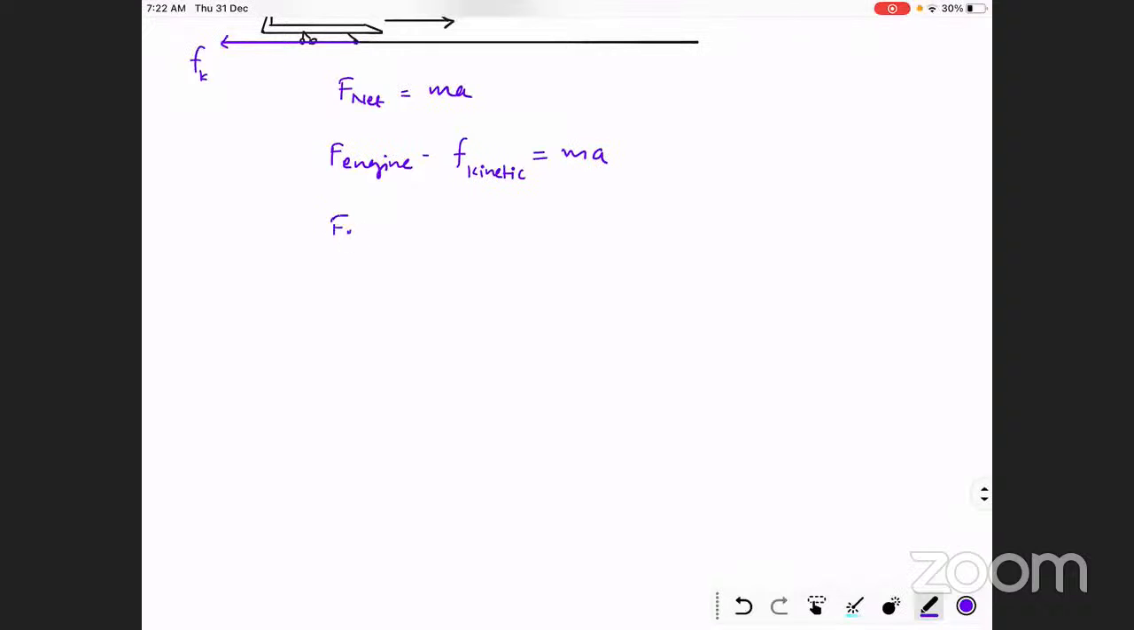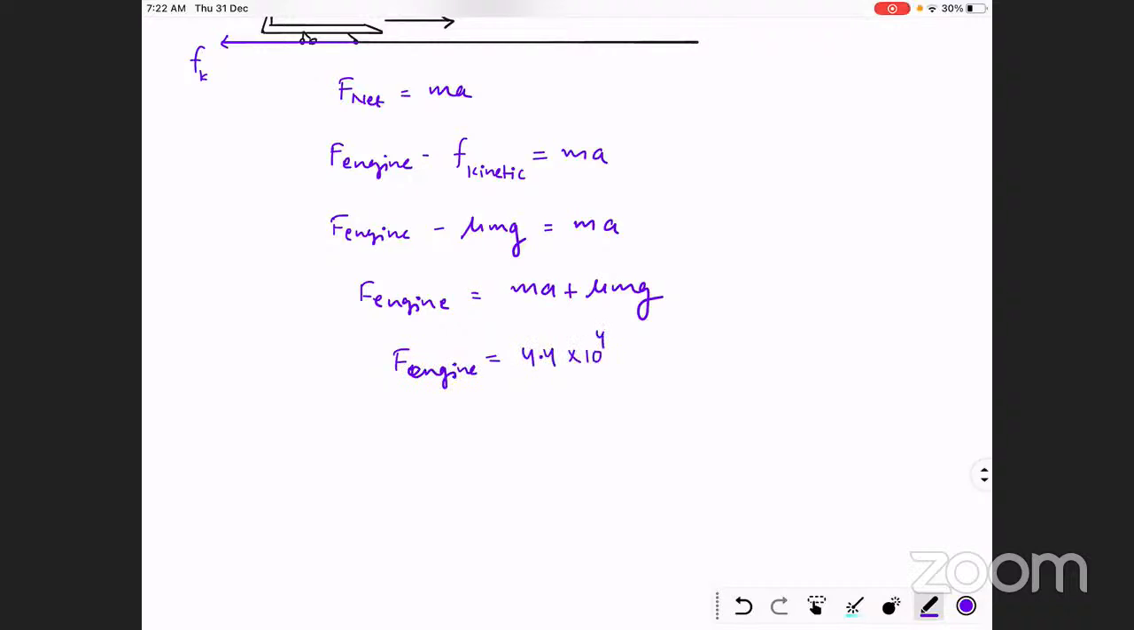So force of engine, frictional force is mu into n, mu mg is equal to ma. Ma plus mu mg. 4.43 into 10 to the power 4 Newton. Correct. 100% correct. Now you just put values and calculate. So minimum force required by the engine 4.43 into 10 to the power 4.